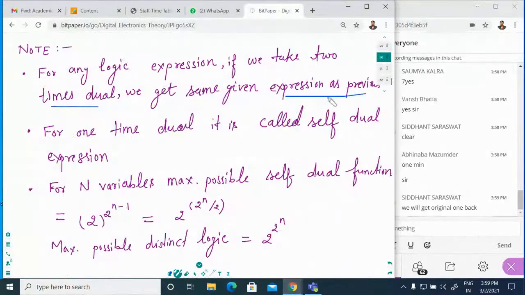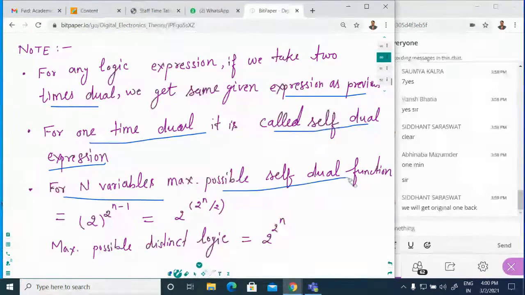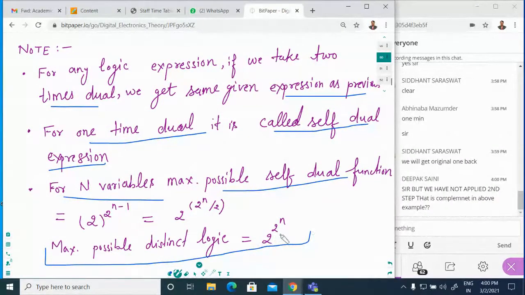This is the first point you have to remember. Now, for any expression whose one-time dual is the expression itself, it is called a self dual expression. For n variables, the maximum possible number of self dual functions can be represented by 2 raised to the power 2 raised to the power n minus 1. With the help of this formula we can find the maximum possible distinct logical functions.